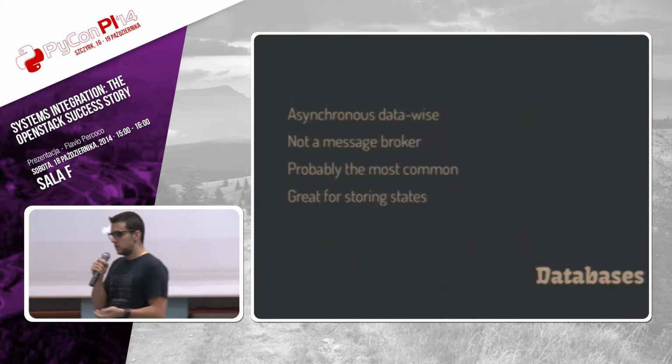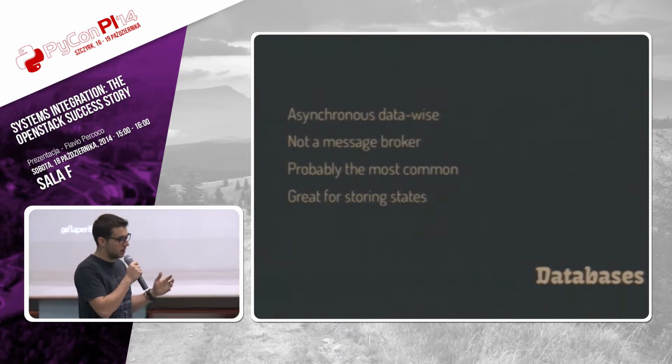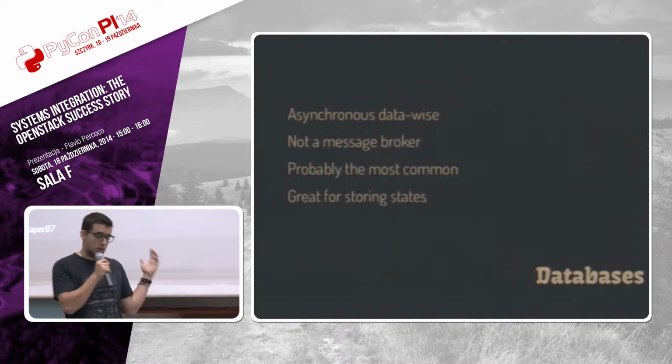So when a user asks for a new instance, it would talk to the HTTP API provided by Nova API, and then Nova API would create a message, and it will send it to the communication bus.